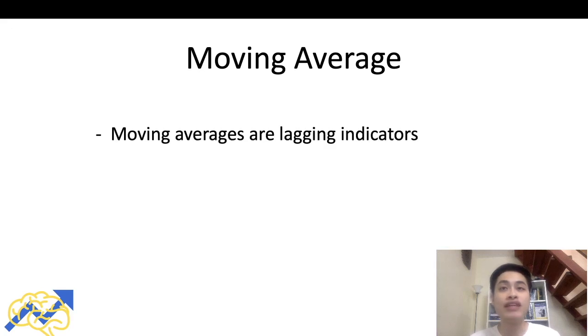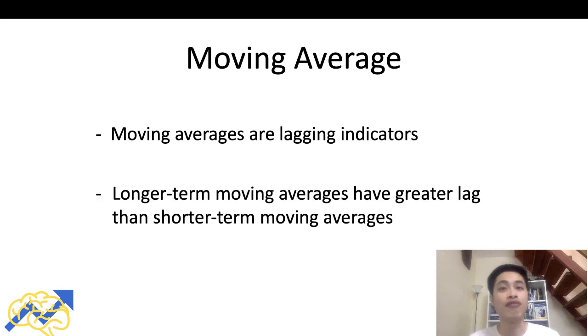Since moving averages are based on past prices, it is a lagging indicator. This means that if we compare a 10-day moving average and a 200-day moving average, the 200-day moving average will have greater lag because it contains prices for the past 200 days, whereas the 10-day moving average contains prices for the most recent 10 days. So that's the first thing to take note: longer term moving averages have greater lag than shorter term moving averages.